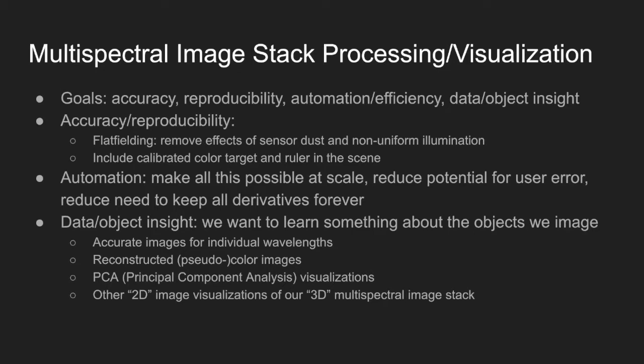So part of that is with calibration, like flat fielding, to remove the effects of sensor dust and non-uniform illumination during the multispectral imaging process. And then we also include calibrated color targets and rulers in the scene so that we can know physical dimensions and calibrate color to real color values that aren't just arbitrary color values. And the idea with automation is to make all of this possible at scale, to reduce the potential for user error and reduce the need to keep all derivatives forever.